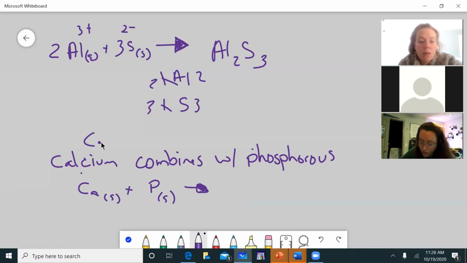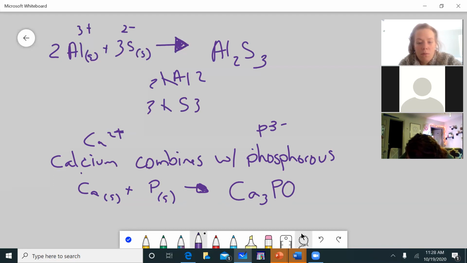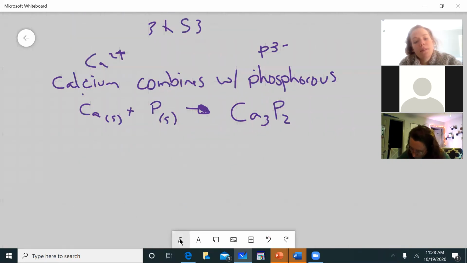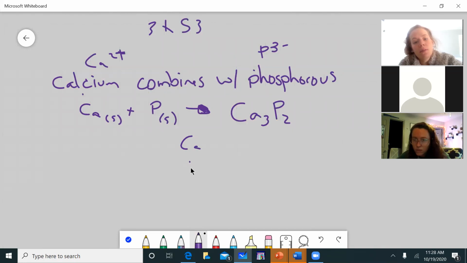Calcium has a 2+ charge. Phosphorus has a 3- charge. So I need to flip flop, and we get Ca3P2. Then if we want to balance this, calcium and phosphorus, 1, 1, 3, 2, and just throw some coefficients here to balance it out.